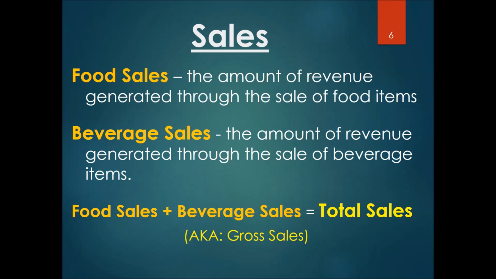Now, of course, you could have other types of sales as well. A restaurant may sell merchandise. Maybe they're selling t-shirts and mugs with their name on them, glasses, cups, something along that way. Maybe you're selling gift certificates. You want to separate that out. There are lots of ways it could be done, but for our purposes today, we're just going to focus on food and beverage sales.